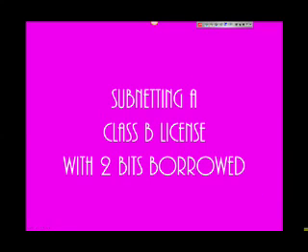Back again, now subnetting a Class B license. This is going to be a little bit different because we've got 2 octets to play with instead of 1 octet to play with like we did in the Class C license. So instead of 8 bits to play with, we have 16. Oh boy.